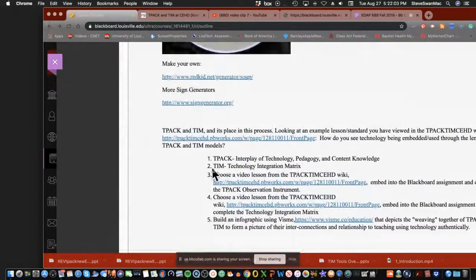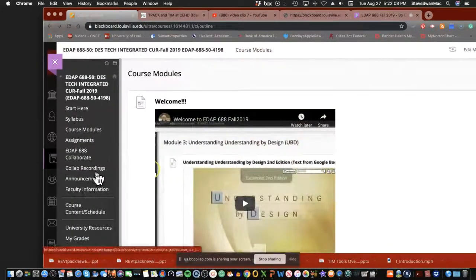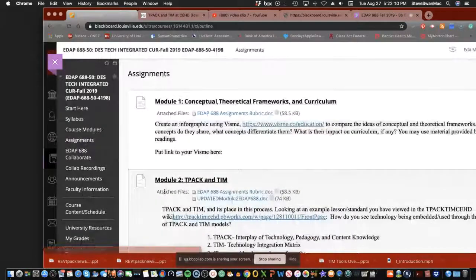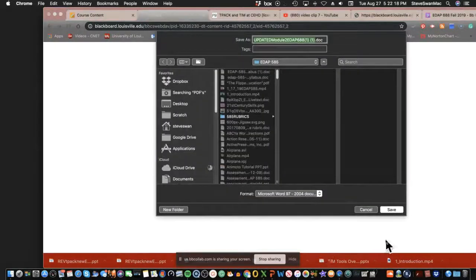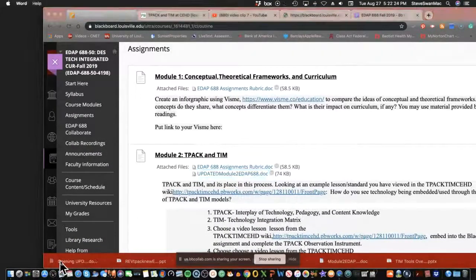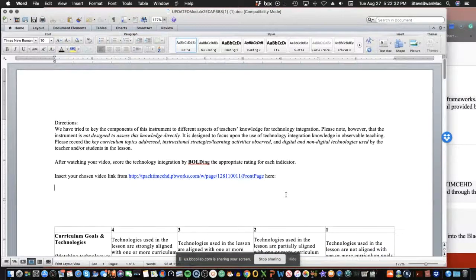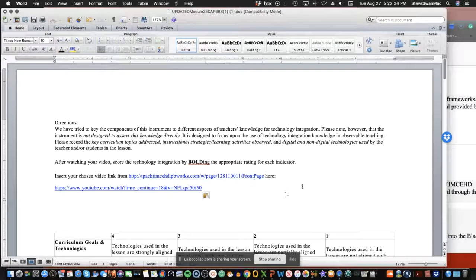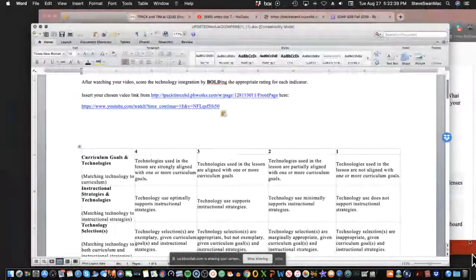It says you're going to use the TPACK observation instrument. Where is that, Steve? Well, that's in your assignments. So go to assignments, come down here, and here it is. This is the one you'll use for TIM as well. So you're going to open that up. It's going to download it to your computer. You're now going to go in here and you're going to work within the Word document. The first thing you want to do is put that link in. Then you go down here and you can have this open while you're watching the video over here.